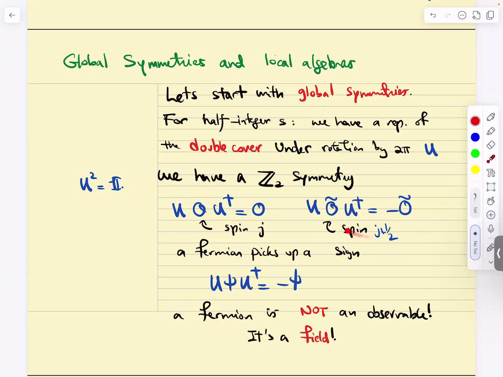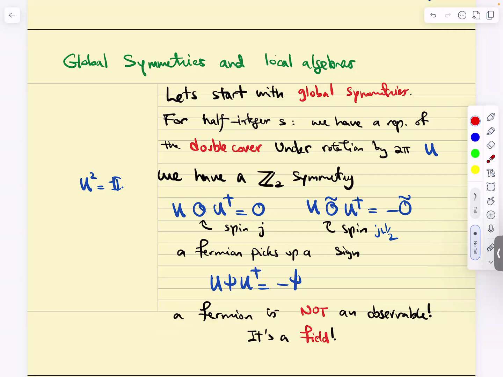Half integer, then it picks up a minus sign. So for example, a fermion will pick up a minus sign. This is a local transformation. This might confuse you. A global symmetry is a transformation that you could do at every point. Okay?